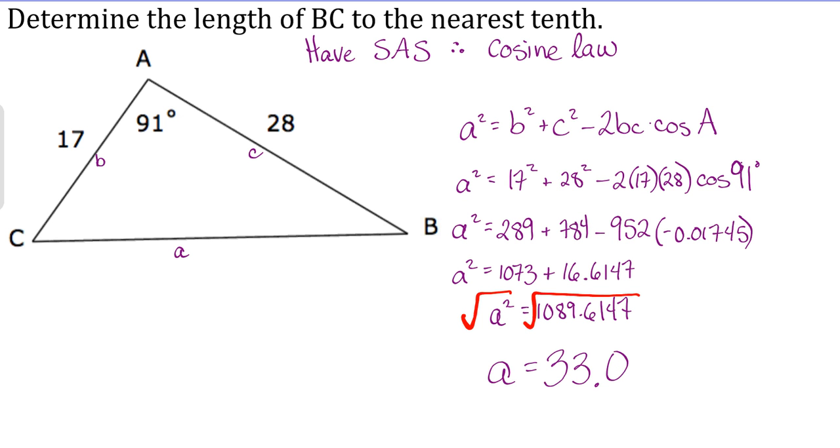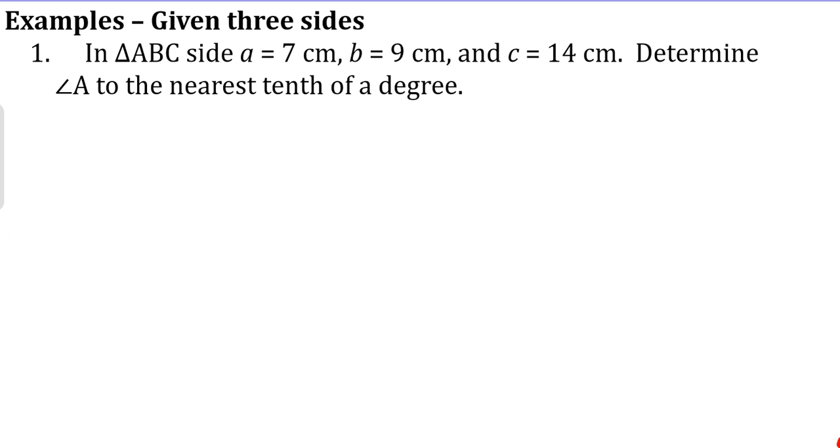So 33 is your A value. Looking at this next example, I see that we're given 3 side values. That means, again, we're going to use cosine law. So if you have 3 sides, use the cosine law.